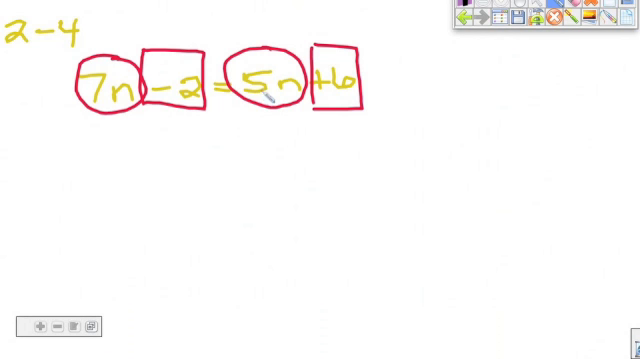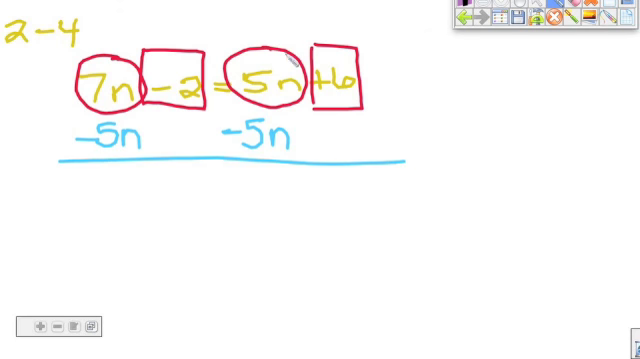I think it's smarter to move the 5n over to the 7n just to avoid getting a negative variable. So what is the inverse of a positive 5n? That would be a negative 5n. And what you do to one side, you do to the other. So this is moving that n over, canceling it on this side, dropping down that 6 because I didn't do anything with that 6. Over here I have 7n, take away 5n, gives me 2n, minus 2.